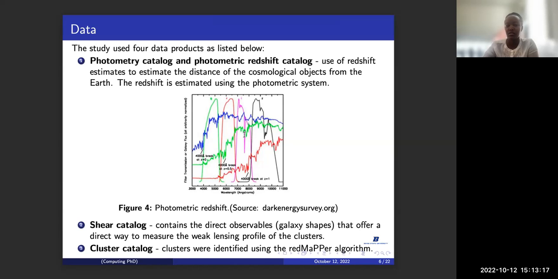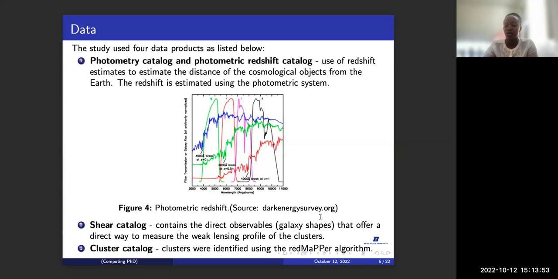The reason for this is that it is hard to observe the magnitude of every galaxy. So we use what we obtain from the spectroscopy to estimate the data that is gotten from the Dark Energy Survey. The other two data sets are the shear catalog, which contains the shapes of the galaxies, like the ellipticity. So we have ellipticity 1 and 2, based on the diagonals of the ellipticities. And then we have the cluster catalog, identified using an algorithm.